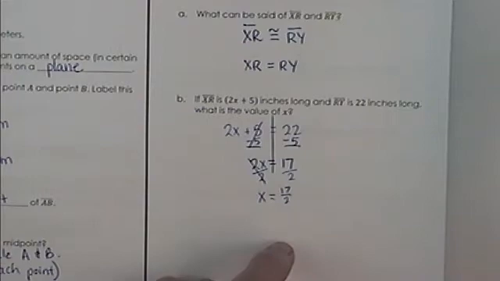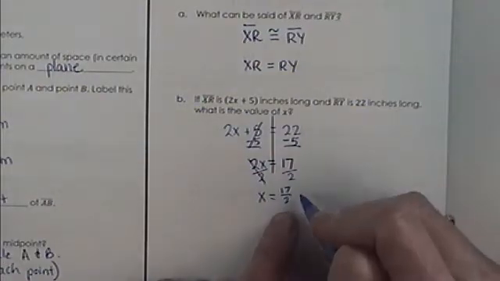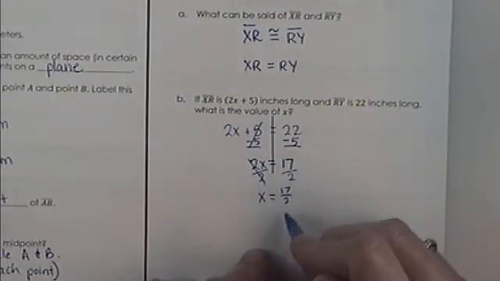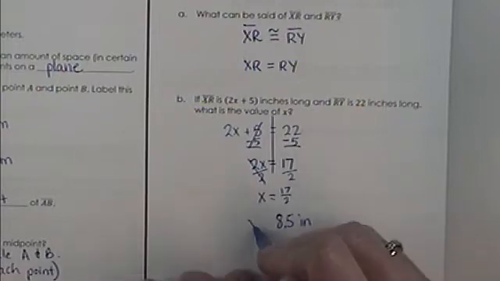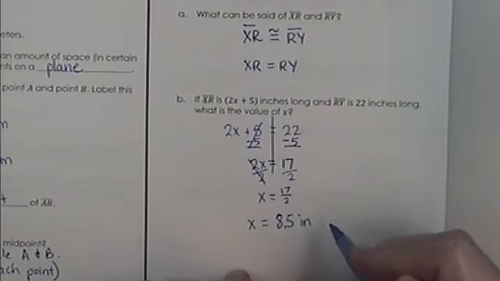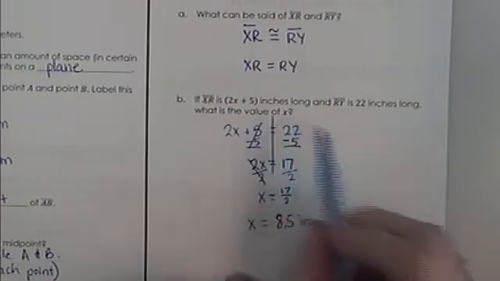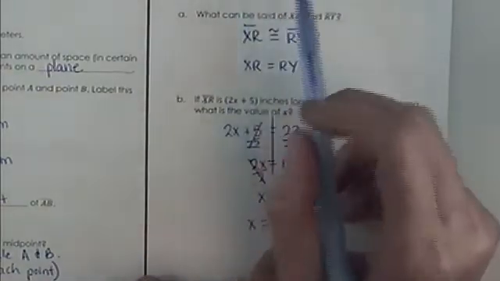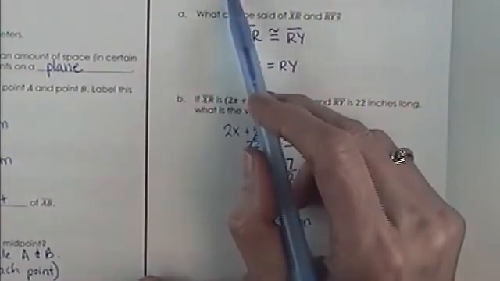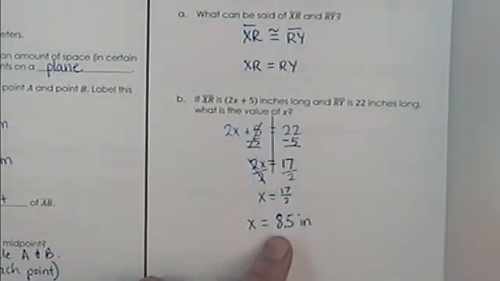But we're talking about inches, and 17 halves doesn't really work very well for inches. So we're going to go ahead and change that to 17 divided by 2, which is 8.5 inches. So x is equal to 8.5 inches. And that's all it asked. What is the value of x? It did not ask us to plug that back in, although we know that if we plug that in, 2 times 8.5 plus 5 should be 22, because those two lengths are equal. All right, turn the page.